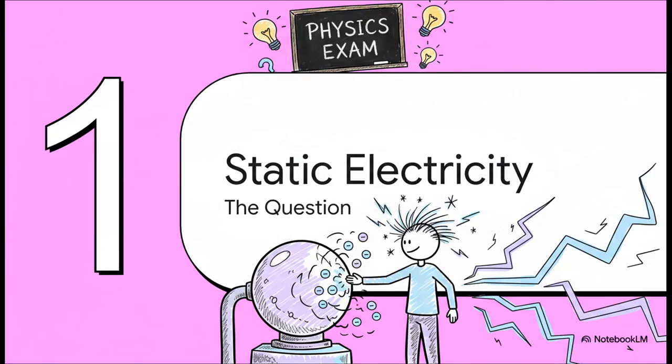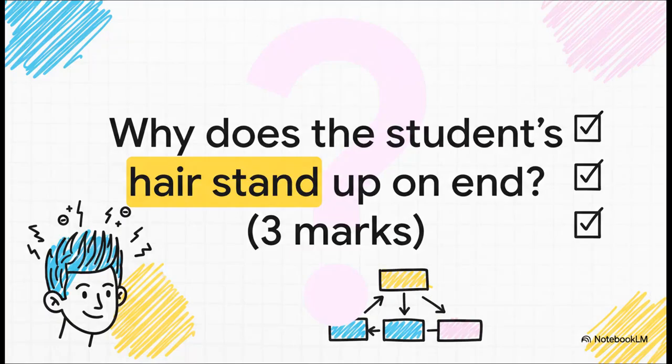The first part of the question gives us a classic scenario. A student touches the negatively charged dome of the generator. We've all seen the pictures, right? Now, the very first thing you should notice is right there in the brackets, 3 marks. That's a huge clue. It tells you straight up that you need to make 3 clear, scientifically correct points to get all the credit. So what are those 3 magic points, according to the official mark scheme?